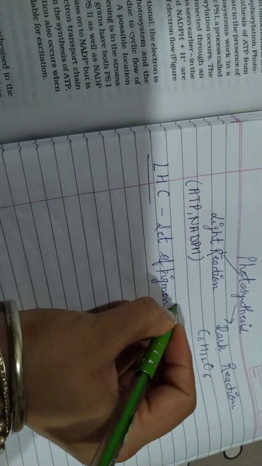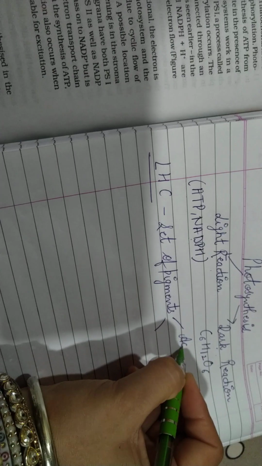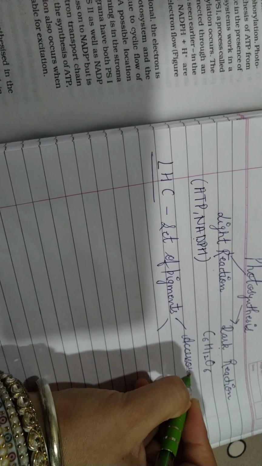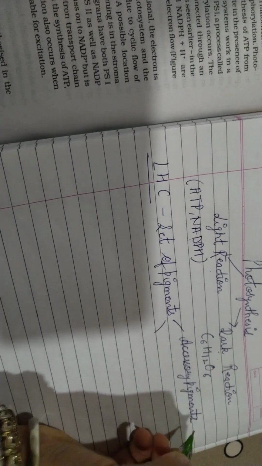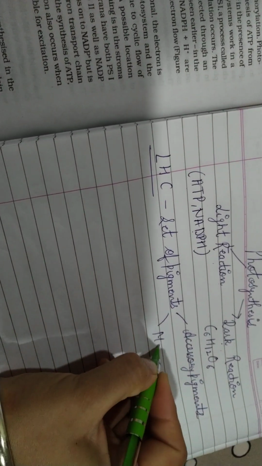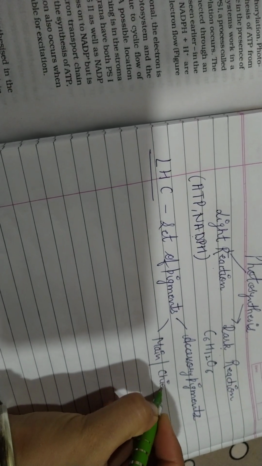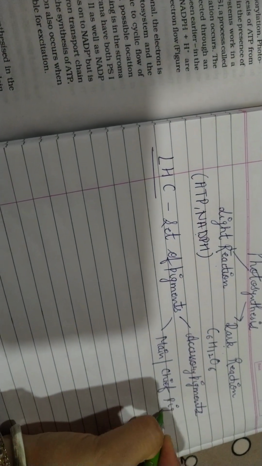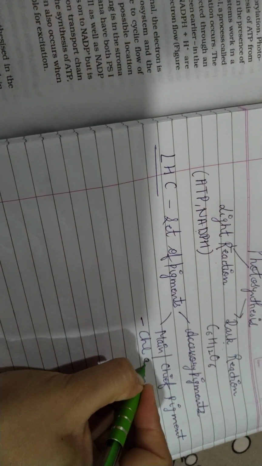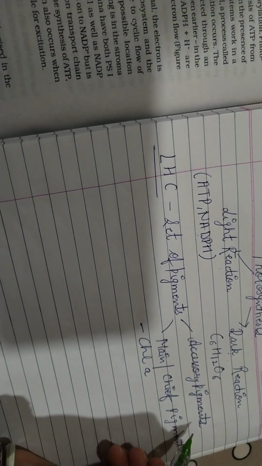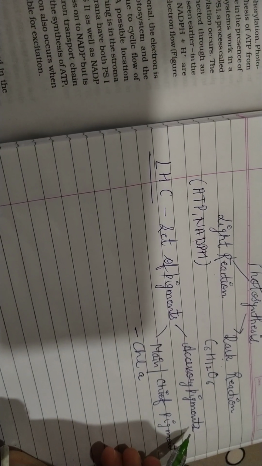Then we discussed the light harvesting complex, LHC, which contains a set of pigments, and these pigments are accessory pigments, and then we have the main or chief pigment of photosynthesis, that is chlorophyll A, and the accessory pigments are xanthophylls, chlorophyll B and carotenoids.